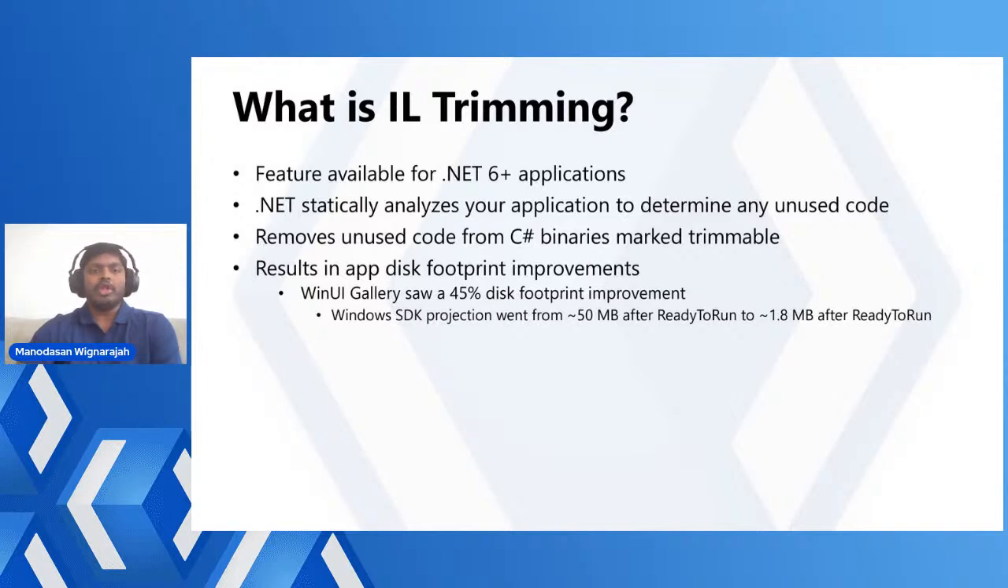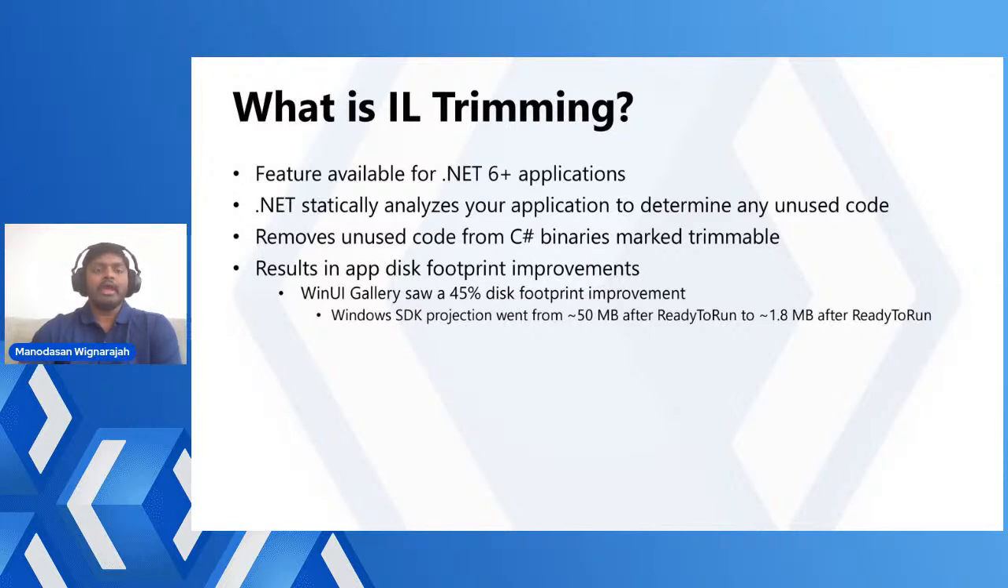In this feature, basically, .NET will statically analyze your entire application and determine which portion of the code is actually used and which portions are not used. So for instance, let's say your app consumes a couple of different libraries, and you use a single API from each one of these libraries, but each one of these libraries has numerous different functions.